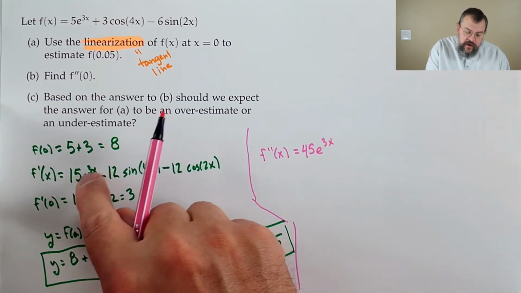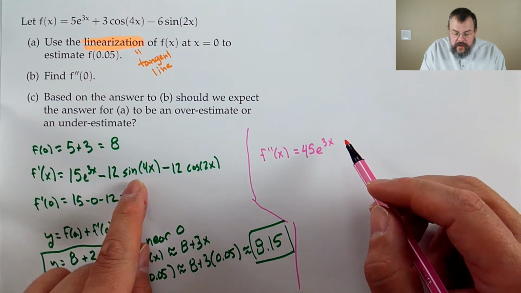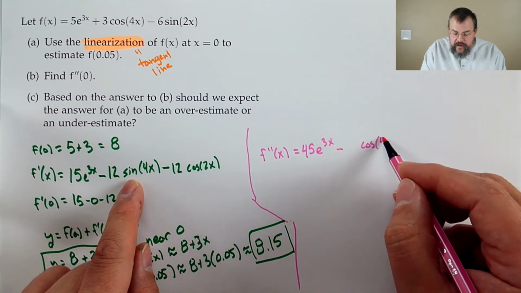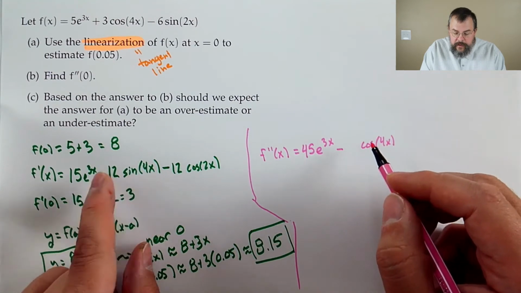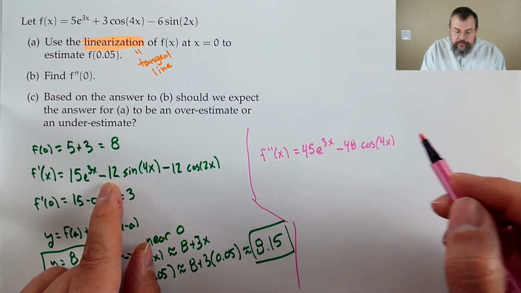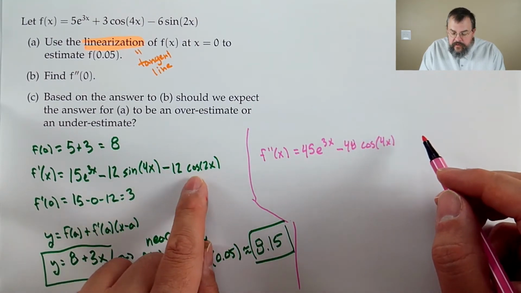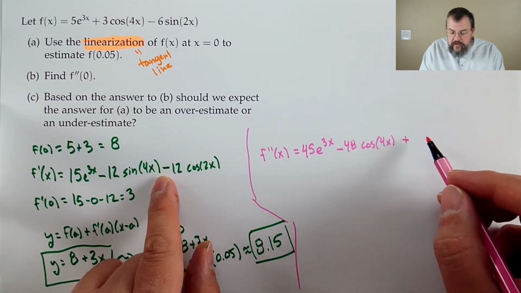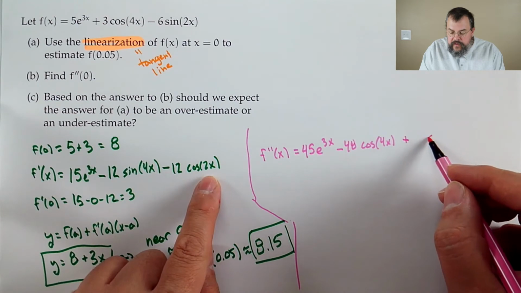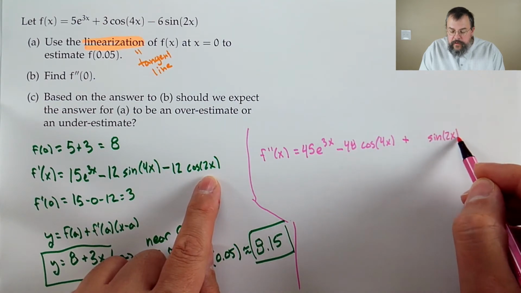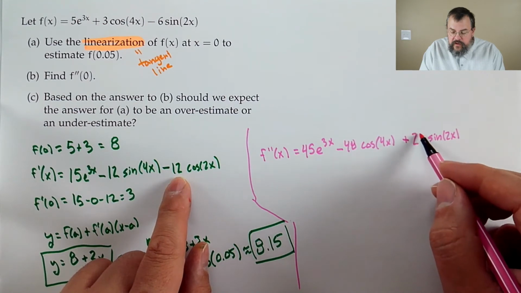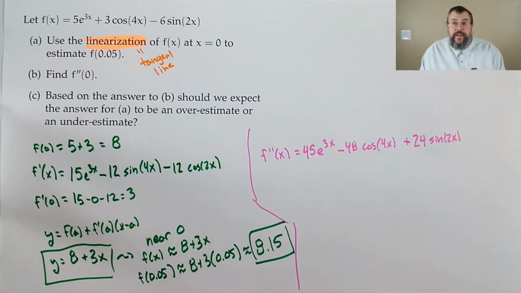Again, you bring the 3 down. Now here, derivative of sine is cosine. So minus cosine, inside stays alone. 4 times 12 is 48. And then here, derivative of cosine is negative sine. There's already a negative, so plus. And then we'll have a sine of 2x. We're going to multiply by 2 on the outside times 12 gets us to 24. Okay, so there's our second derivative.